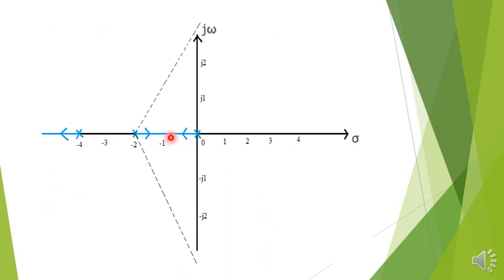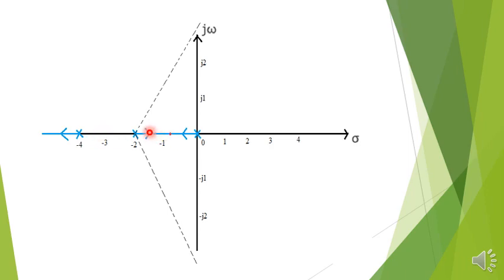Minus 0.8453 comes here, which is a part of the root locus, so it is a valid breakaway point. So minus 0.8453 is a part of the root locus, so it is a valid breakaway point. Whereas minus 3.1547 is not a part of the root locus on the real axis, so it is not a valid breakaway point.